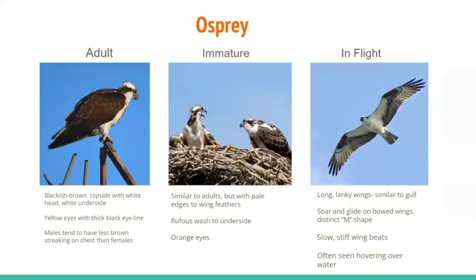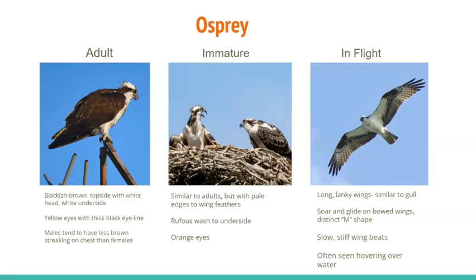So here we have an adult osprey. Their color scheme is this blackish brown topside with a white cap and also a white underside. They have these bright yellow eyes with a very thick black eyeline, almost like a little bandit's mask. Males do tend to have less brown streaking on the chest than females. As you can see in the picture of the immature birds, they have this almost like necklace of brown streaks, and that tends to be a lot more faint on the males.